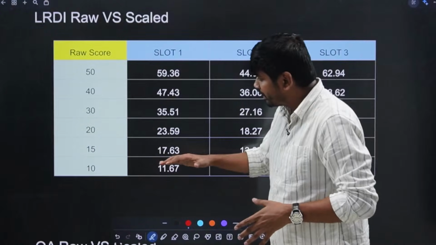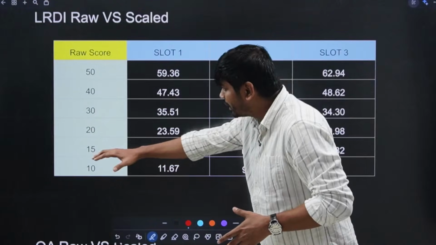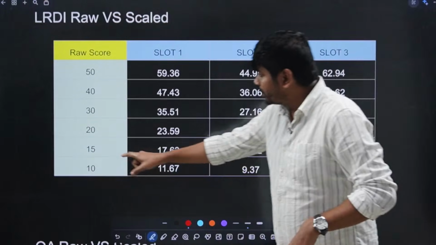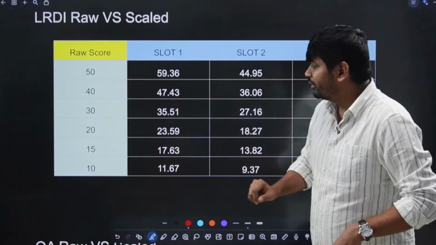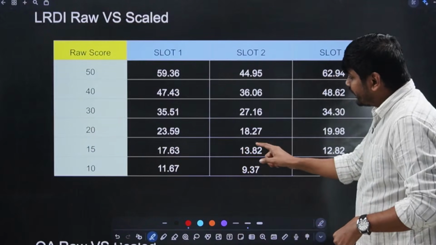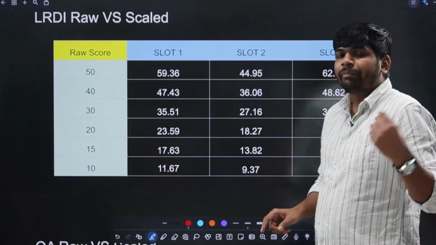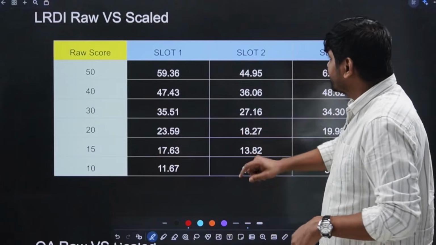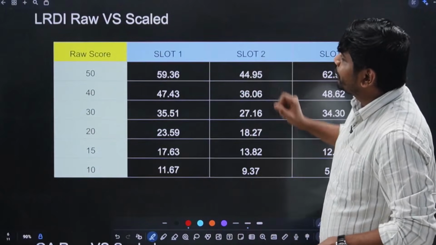In LRDI mostly, there will be higher scaling up or scaling down based on your score. If you have scored fewer marks, let's say 15 marks, then the scaling up and scaling down will be very less. For example, from 15 to 17.63, this is the scale up in slot 1, and the scale down is to 13.82, so 1.18 is the scale down of 15 marks. That is with respect to the LRDI section.